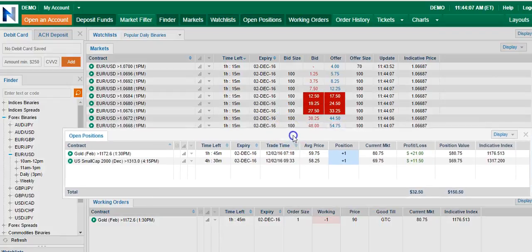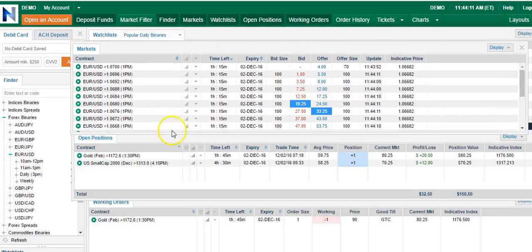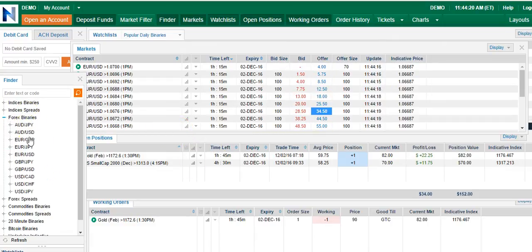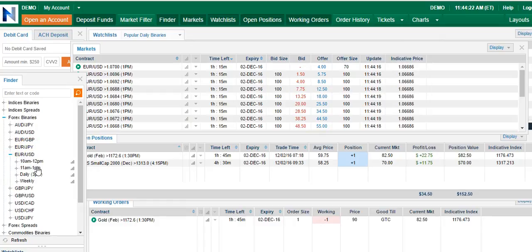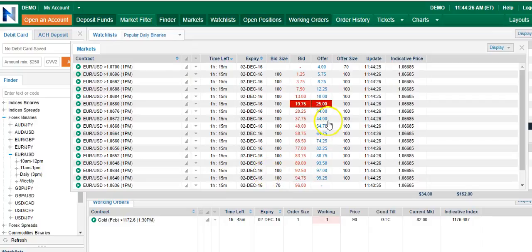So I'm going to leave that in there for just a minute as I walk you through a couple more buy trades. So we're going to take the same thing, the Euro US dollar, the 1 p.m., and we're just going to buy a different one that's kind of out of the money.